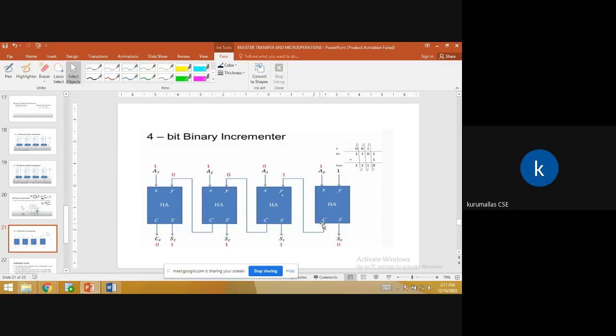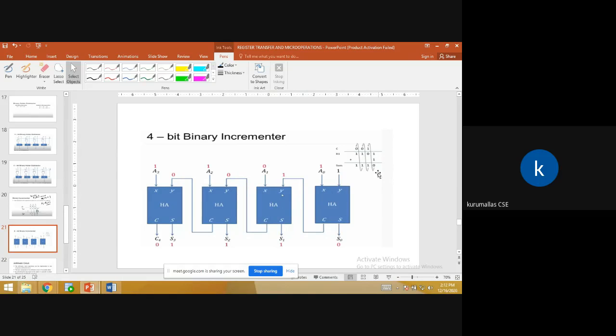Whenever the carry is released from the first half adder, it acts as the input to the second half adder. Suppose 1 1 gives sum 0, so what is the carry? 1. The 1 is forwarded to the second half adder. Again, this 1 is acting as input to the second half adder. Again, the sum of these two, 1 0, gives sum 1. So the next carry is 0. Again, this carry is sent to Y of the next half adder.